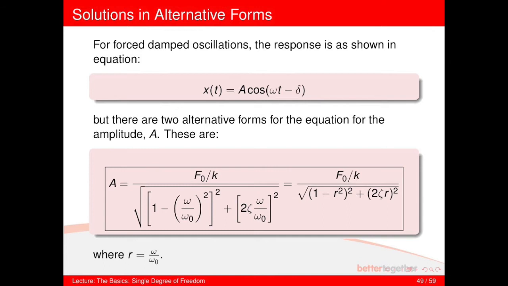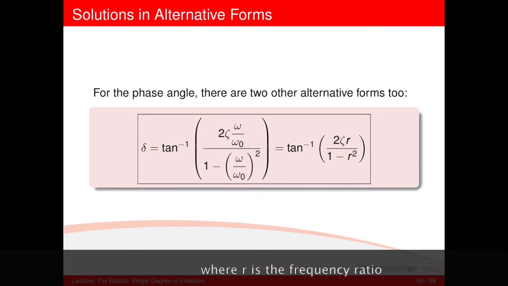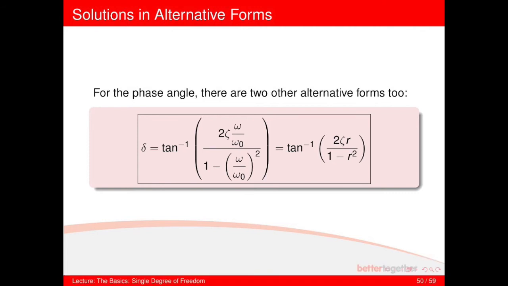And obviously, wherever you see an omega divided by omega naught, you can substitute in R. And for phase angle delta, you can do the same thing. Wherever we had a zeta, or wherever we have a gamma, we can substitute in the new form in terms of zeta. And again, down here, you can change that around, and you end up with this equation in terms of R.